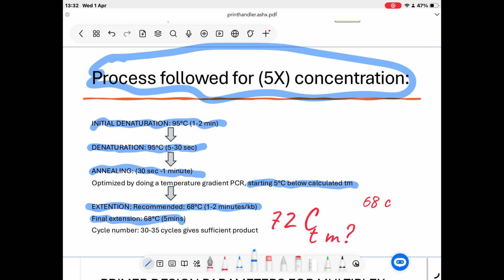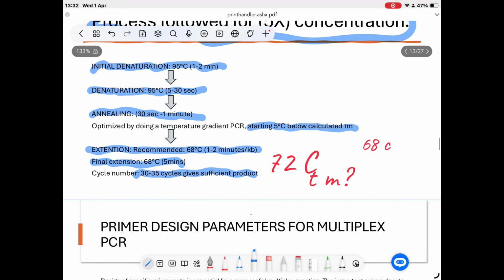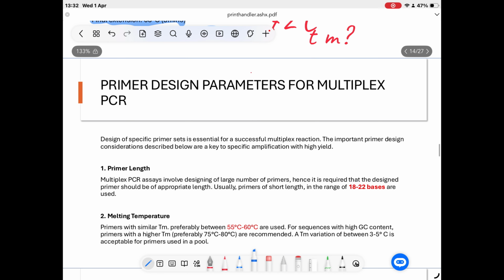We've mastered the environment and the thermodynamics, but the actual targeting system, the primers themselves, requires immense precision. The document moves into the primer design parameters, stating that specific design is the absolute foundation for high yield. Let's dissect the 4 parameters. 1. Primer length. It dictates an appropriate length, usually short, in the range of 18 to 22 bases. Why is this the mathematical sweet spot?